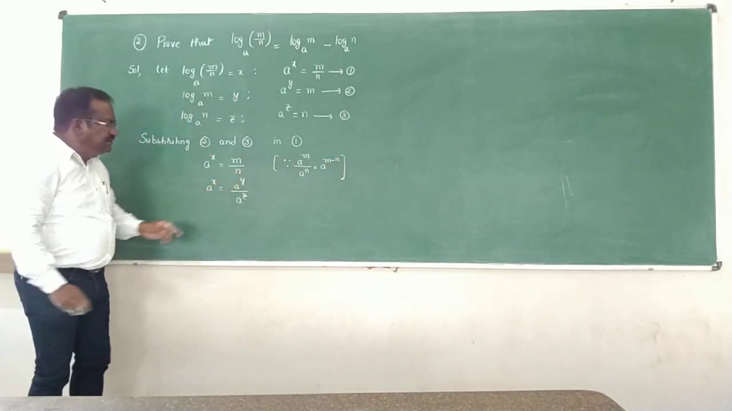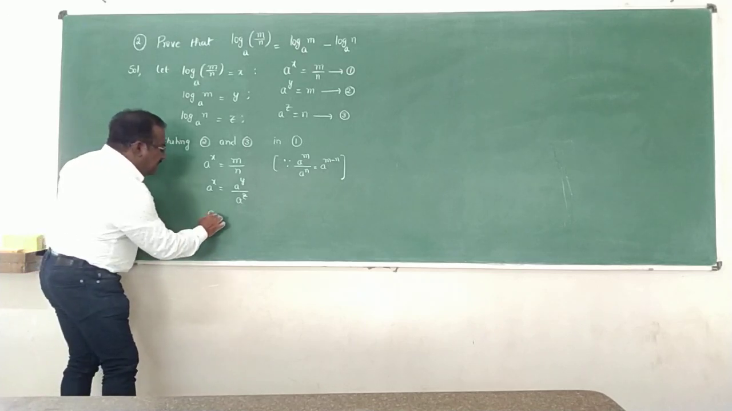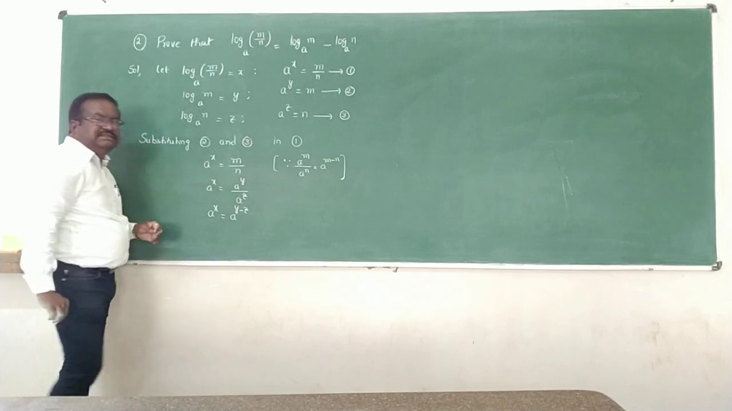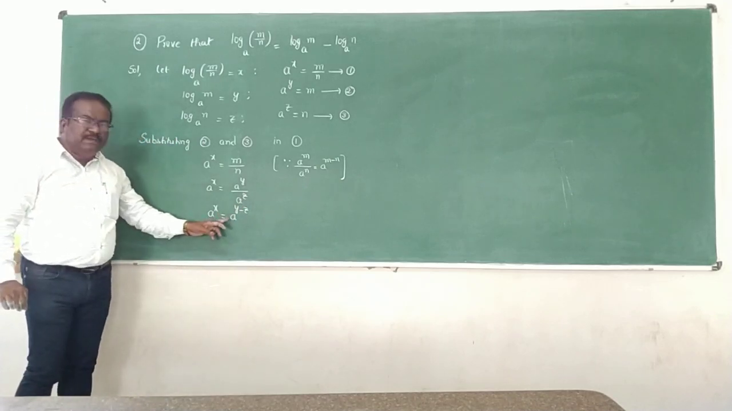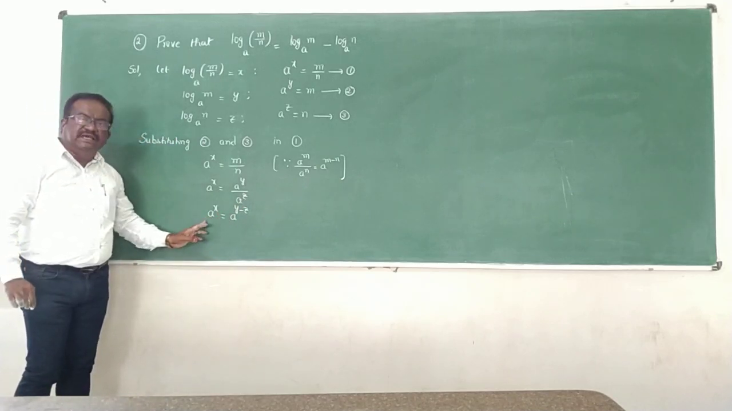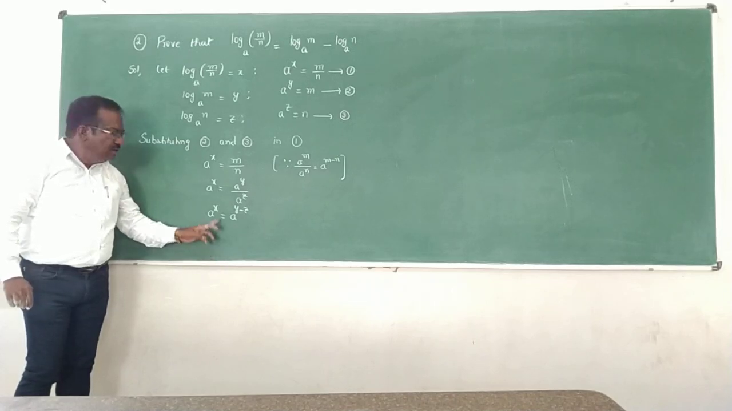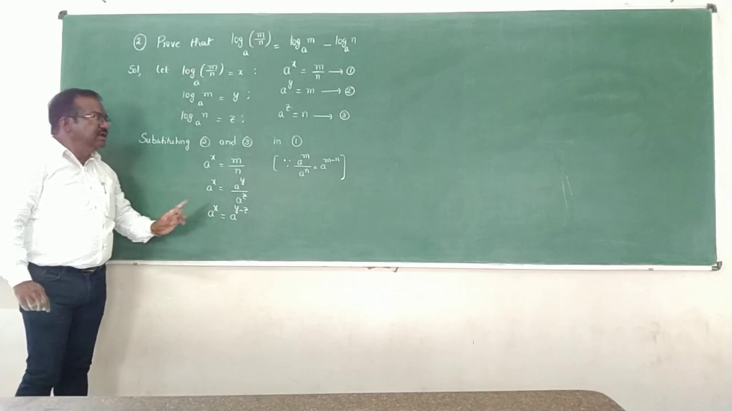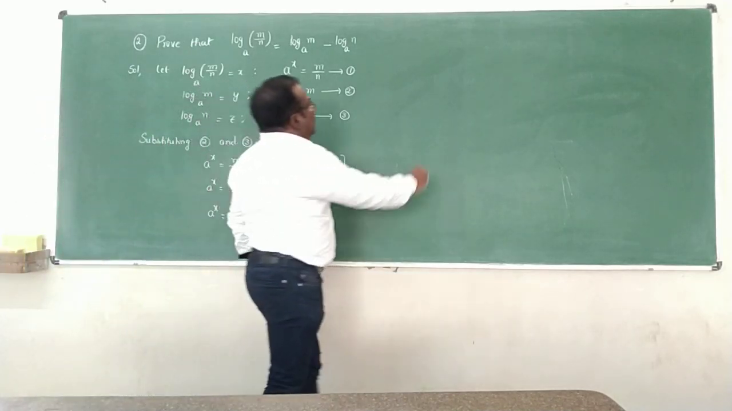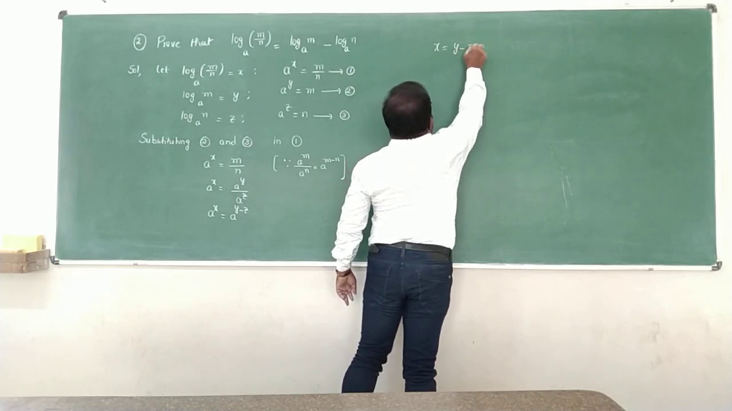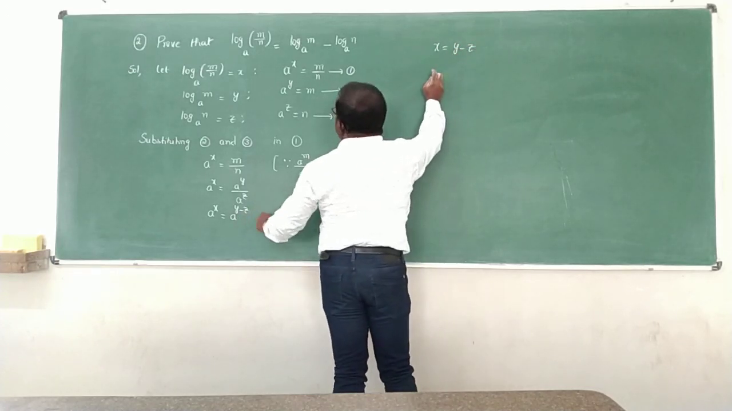Now we are using that law here. That is, a^x = a^(y-z). Now you can observe here, both the sides bases are same. When both the sides bases are same, what do we know? We can make the powers equal. That is, x = y - z.